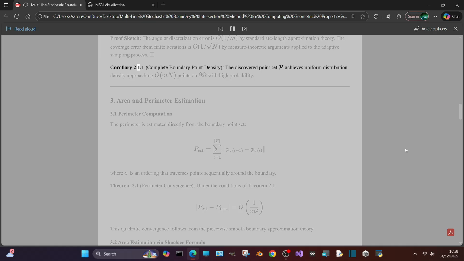Corollary 2.1.1, complete boundary point density. The discovered point set achieves uniform distribution density approaching a fixed number of points on the boundary with high probability.